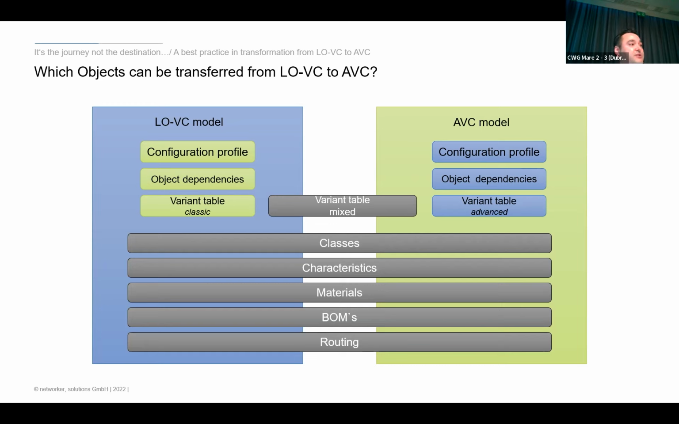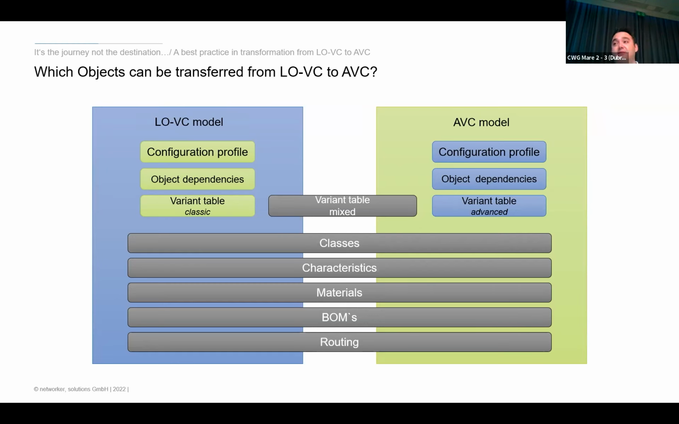But when you're doing the transformation, and this is what you need to keep in mind, your configuration profile and object dependencies will be transferred into the AVC world. Using the SAP standard tools, the system creates a copy of your object dependencies and checks whether everything is conform for the AVC world, but the variant tables are still the same. Usually you would have the classic mode in your variant table. It's not directly working with your new object dependencies. This means that you need to make changes.